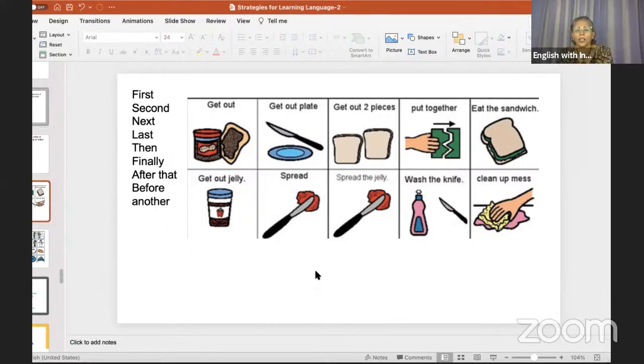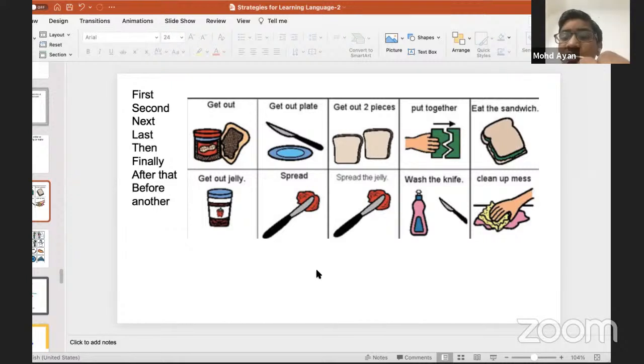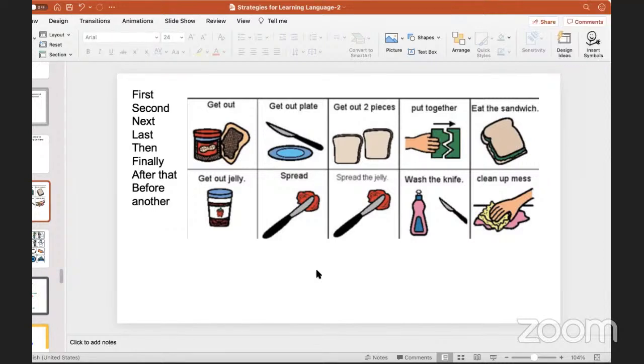Muhammad, do you want to try to make a sandwich? Make a sandwich in English. Yes, ma'am. Ma'am, first I get out the cheese. Listen to me, Muhammad. Don't worry about these pictures. You can imagine you are making a sandwich in your own kitchen at home. Think about it that way and tell me how you make a sandwich in sequence. What will you do first?